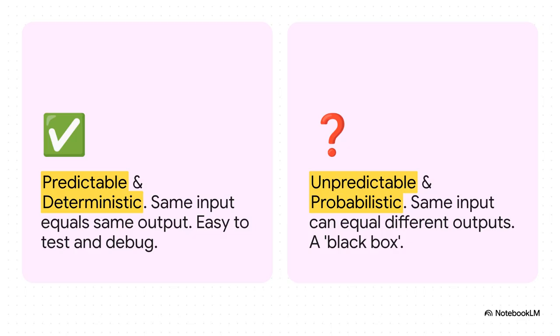Think about it. Regular code is totally predictable. 1 + 1 will always equal 2. No surprises. LLMs, though, they're playing a different game. It's all about probabilities, making educated guesses. And because of that, all our old ways of testing and debugging are pretty much useless here.